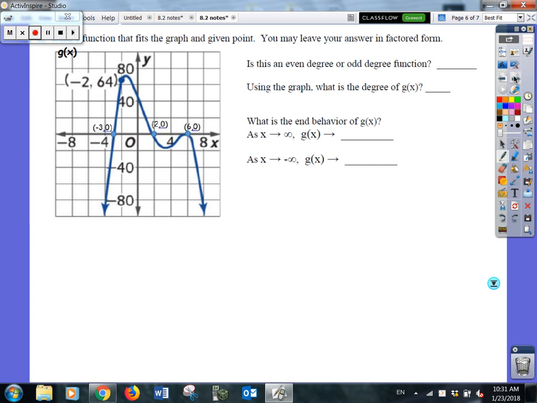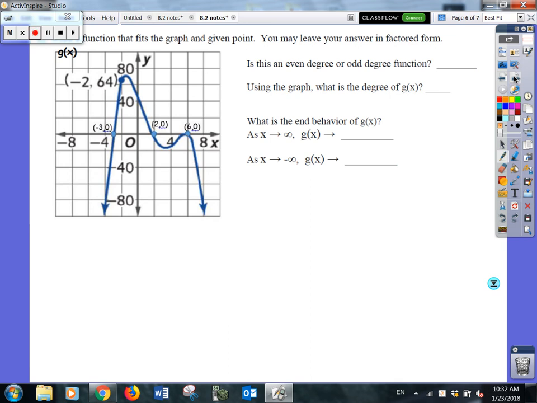All right, and this last one gives you a little bit more information. Again, this is mostly writing the function, a review from Algebra 2: writing the function that fits the graph from the given point. You did this exact same thing in Algebra 2. I believe it was the first semester, so it's been a while since you've done it.